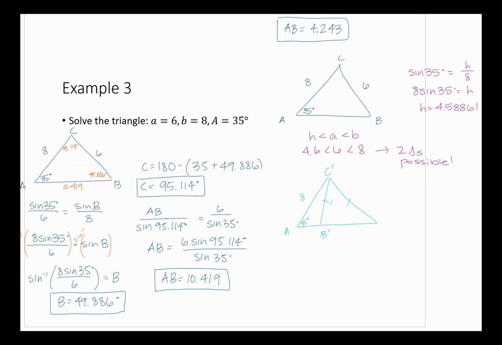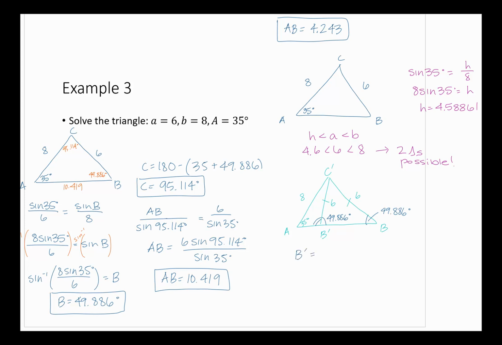And so I know that this is still 6, this is still 6. So we found originally that this angle here was 49.886 degrees. So this triangle from C prime to B prime, and then this was B, is an isosceles triangle. So this angle must also be 49.886 degrees. So if I'm looking to figure out what this angle would be, I know that both of these here have to add up to 180.